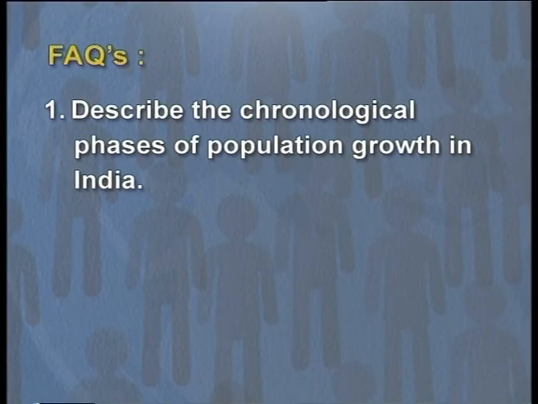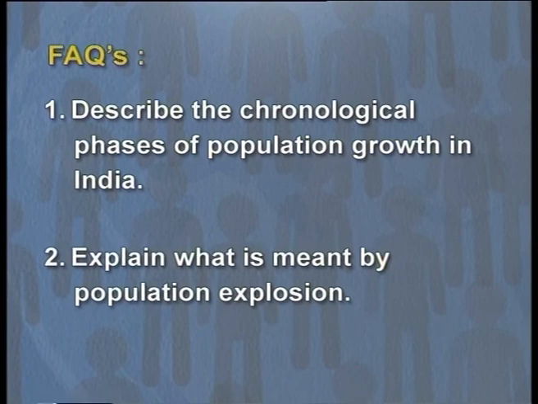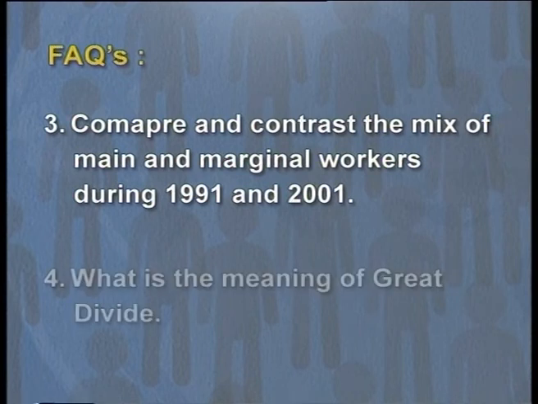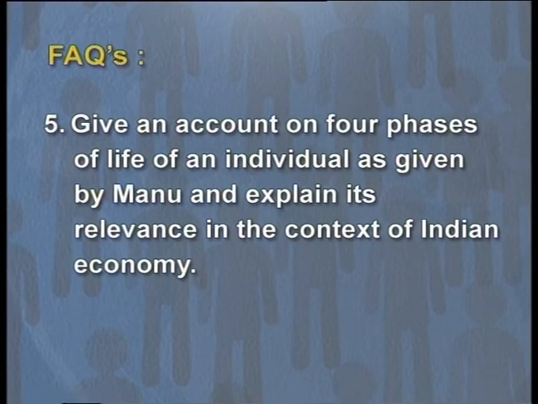The following are the questions to check our progress as to how much we have learned from this session. The first question is, describe the chronological phases of population growth in India. Explain what is meant by population explosion. Compare and contrast the mix of main and marginal workers during 1991 and 2001. What is the meaning of Great Divide? Give an account of 4 phases of life of an individual as given by Manu and explain its relevance in the context of Indian economy.